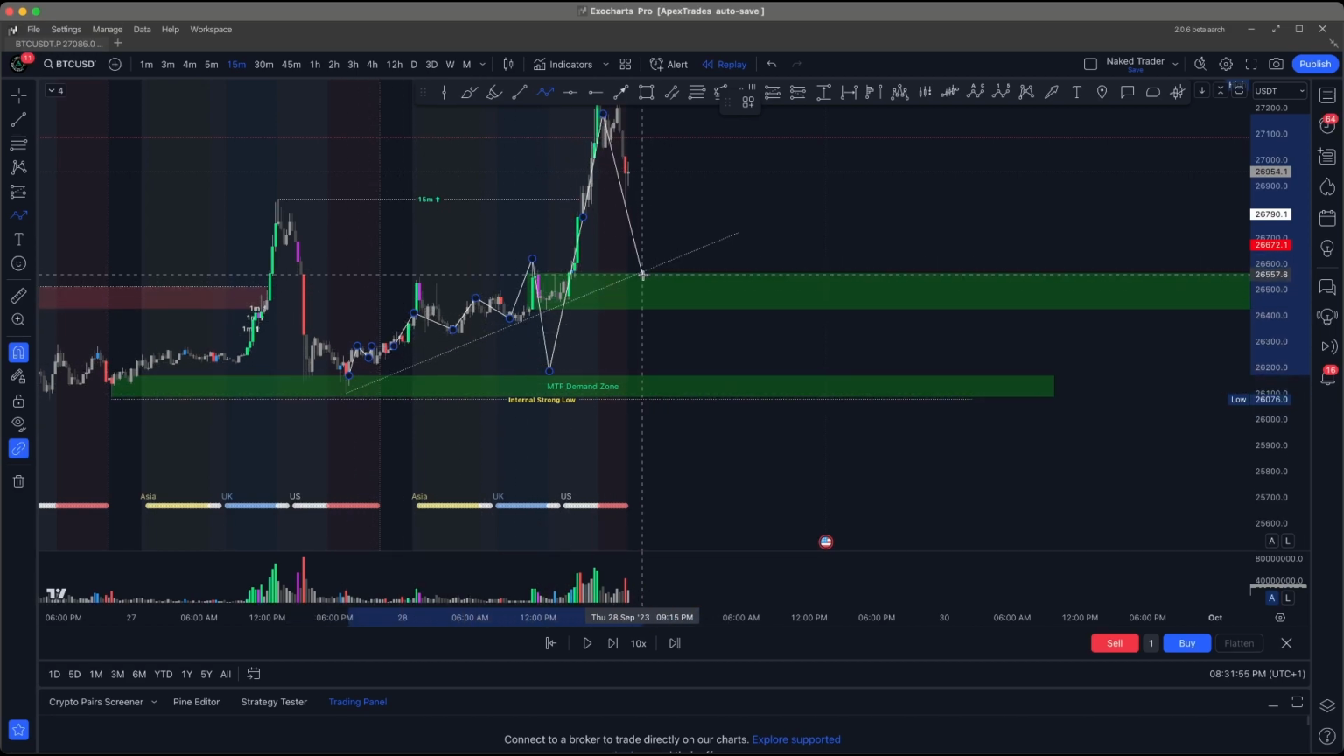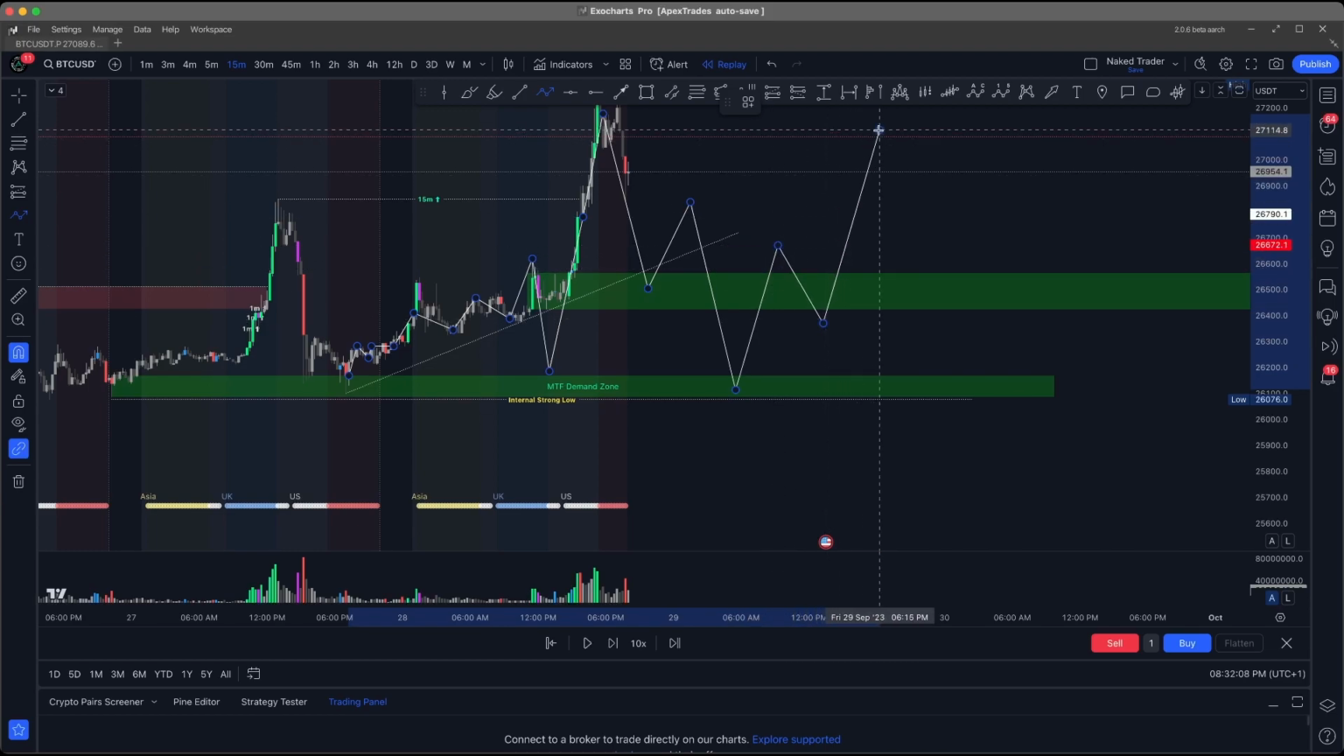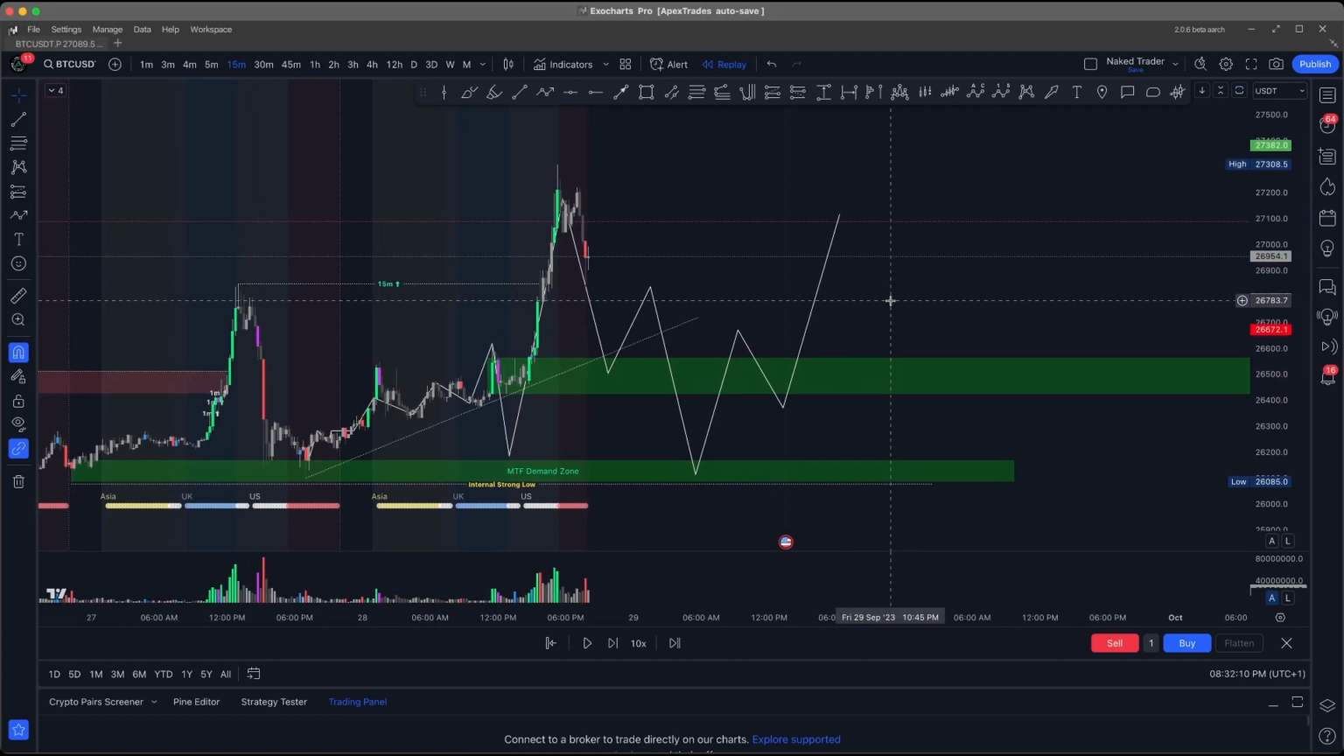Because liquidity hasn't been taken, whilst it may come into this zone, I feel like it's going to come back into here because this is the natural supply demand zone. In my humble opinion, could be wrong. I'm fine if I am wrong, but that's because obviously we're in an uptrend, right? Always got to pay attention to where we are relative to the 4 hour. That's absolutely crucial.